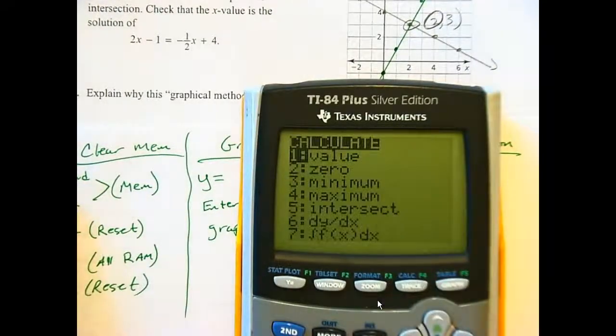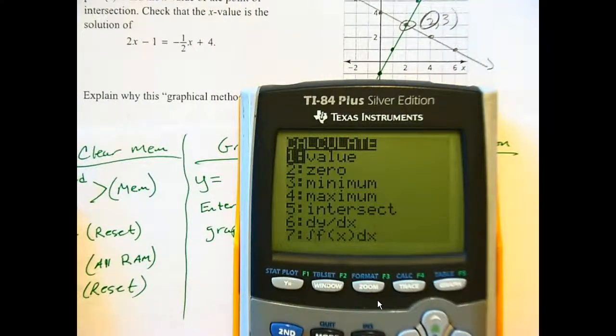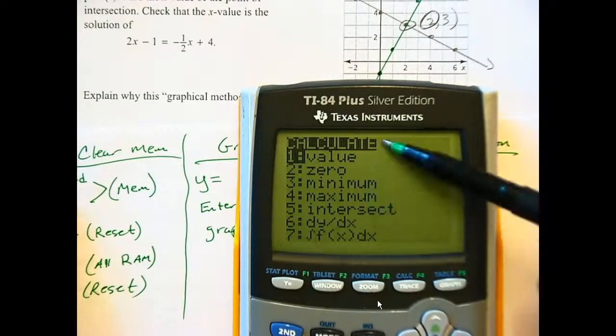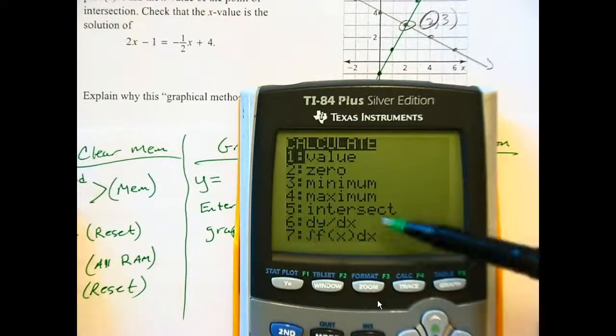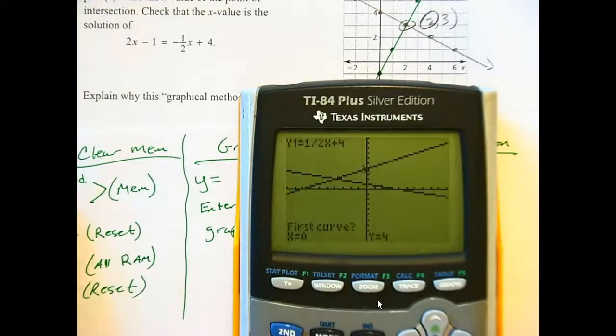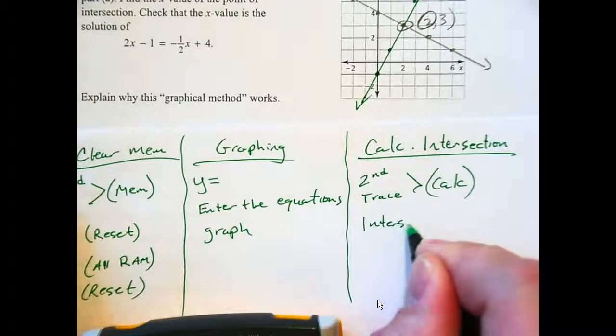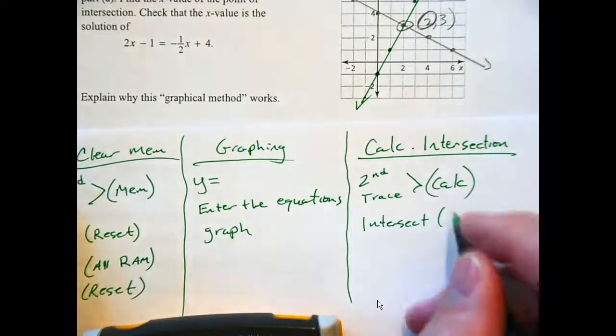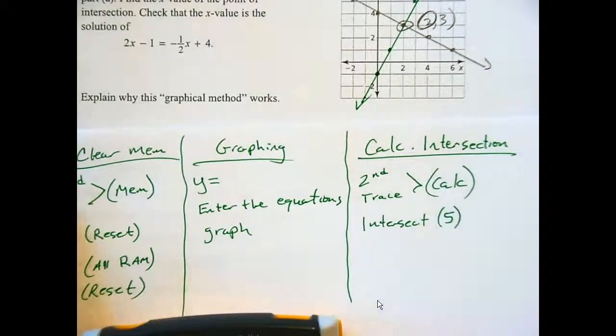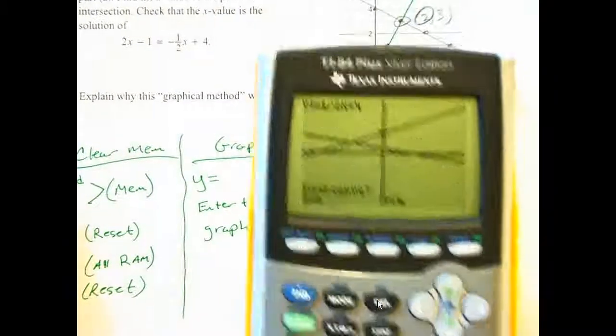Let me try that again. Second trace is calc. And then I am selecting which one to get the point of intersection. Option 5, intersect. Okay, and then it starts asking you questions.